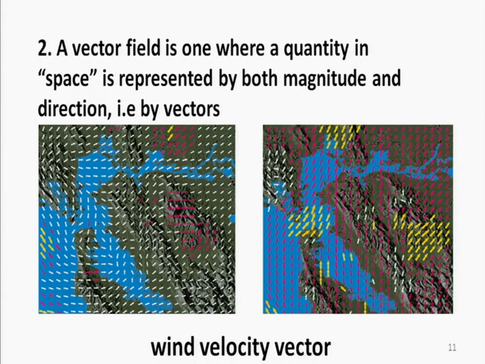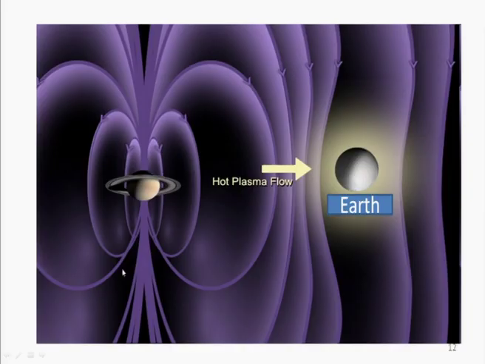A vector field in space is represented by both magnitude and direction. Here the lines are representing the velocity vectors, the wind velocity of our continent or any place on the earth. Similarly, the heat coming from a star like the sun in all directions can be represented by a hot plasma flow. If earth is in the direction of that flow, the hot plasma will flow from the sun towards earth. So the heat flow can also be represented by a vector field.